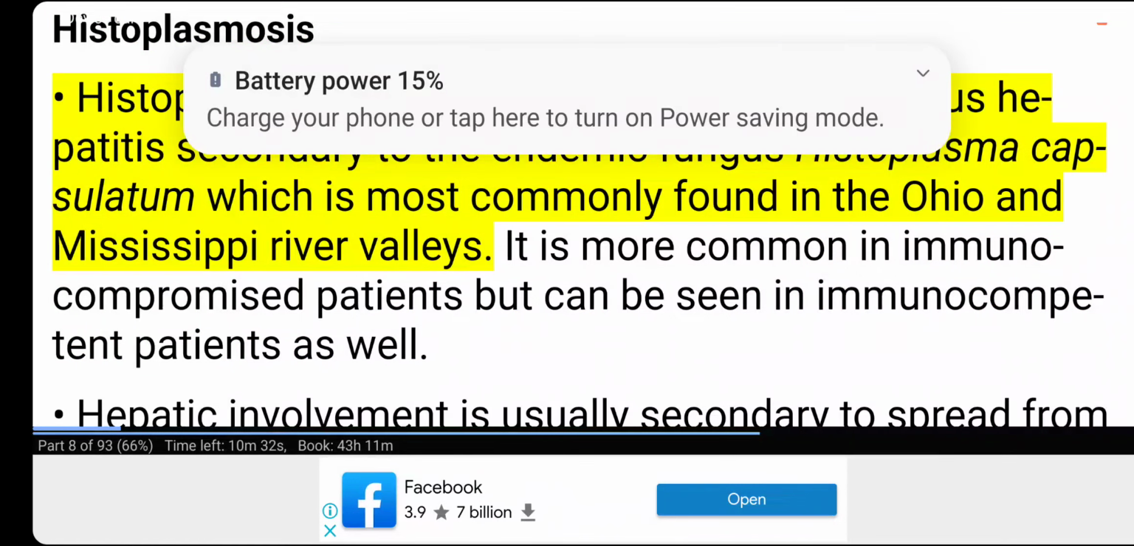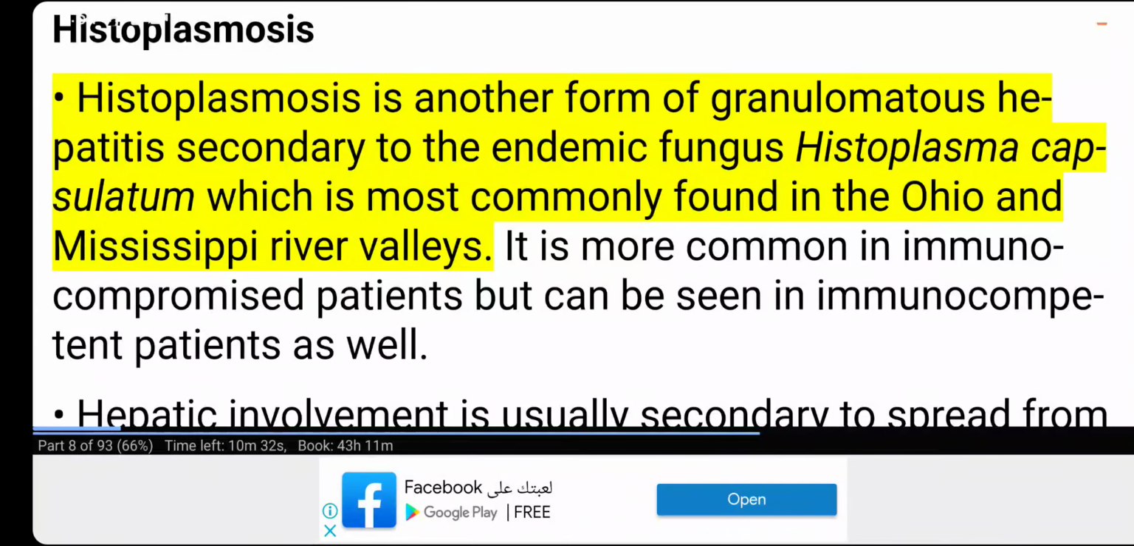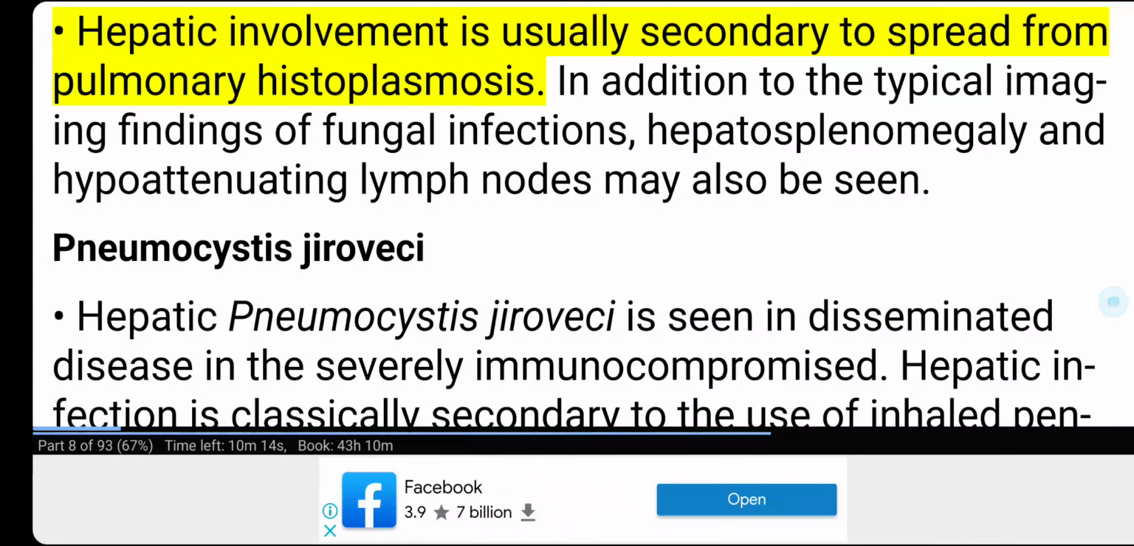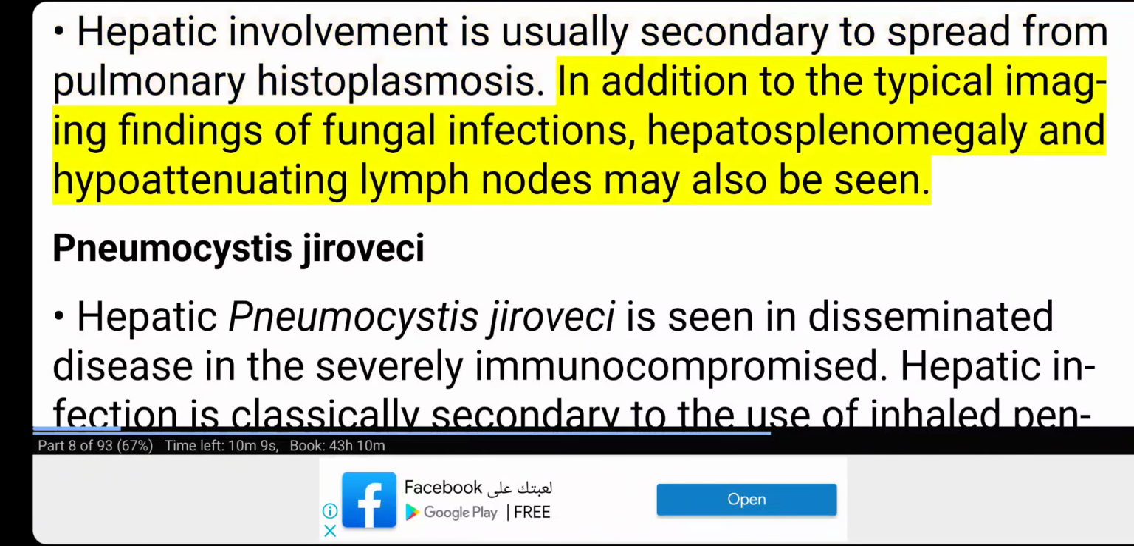Histoplasmosis. Histoplasmosis is another form of granulomatous hepatitis secondary to the endemic fungus Histoplasma capsulatum, which is most commonly found in the Ohio and Mississippi River valleys. It is more common in immunocompromised patients but can be seen in immunocompetent patients as well. Hepatic involvement is usually secondary to spread from pulmonary histoplasmosis. In addition to the typical imaging findings of fungal infections, hepatosplenomegaly and hypoattenuating lymph nodes may also be seen.